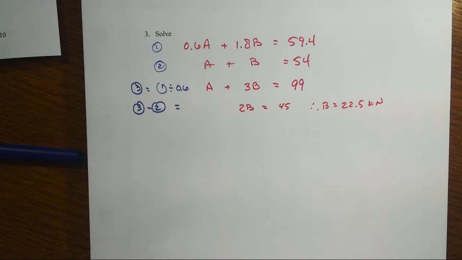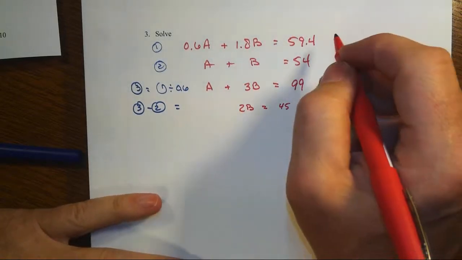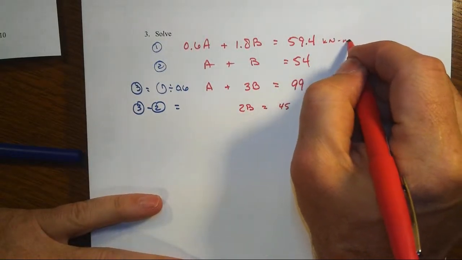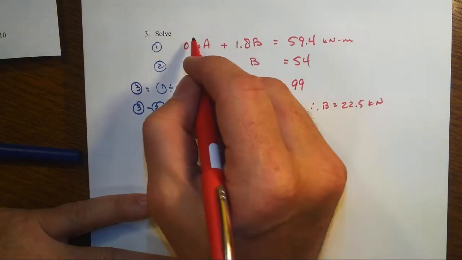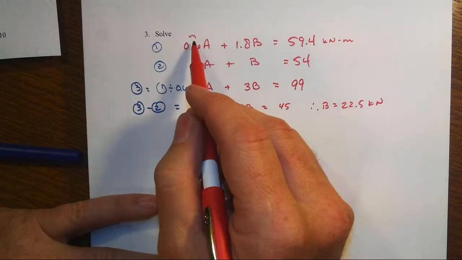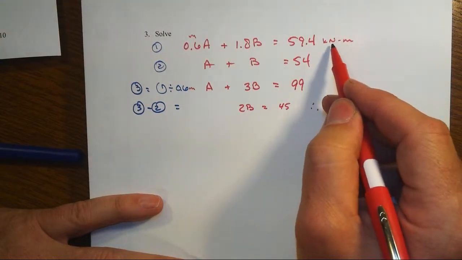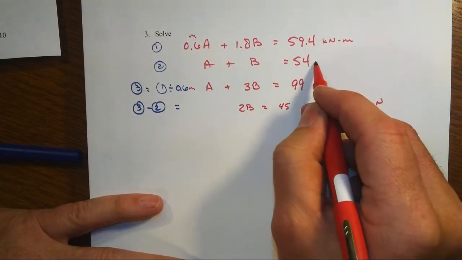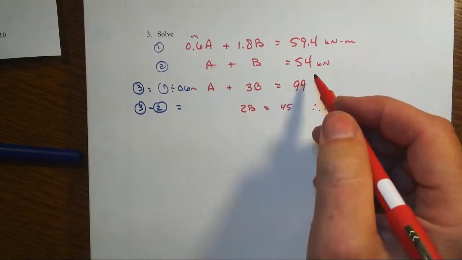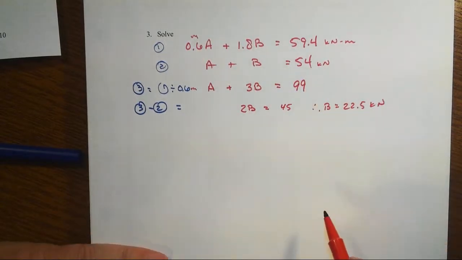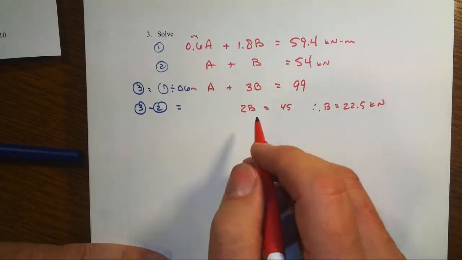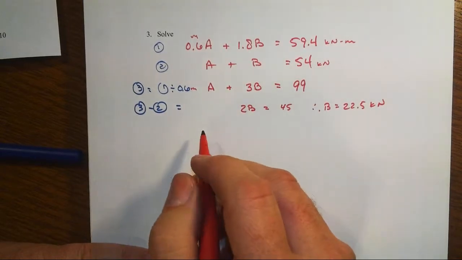Huh. Well, that's interesting. Hey, what about the units? Well, remember, 59.4 was kilonewton meters, and 0.6 was meters. So when I divided through by 0.6, I was dividing through by meters, and I had kilonewtons. And we already had kilonewtons in the second equation, so I was subtracting like with like here. It does work, and it is important to pay attention to all that.